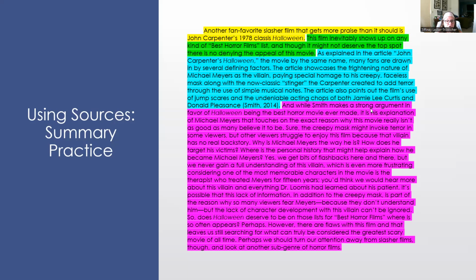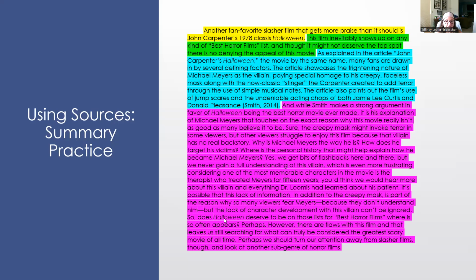And while Smith makes a strong argument in favor of Halloween being the best horror movie ever made, it is his explanation of Michael Myers that touches on the exact reason why this movie really isn't as good as many believe it to be. Sure, the creepy mask might invoke terror in some viewers, but other viewers struggle to enjoy this film because that villain has no real backstory. Why is Michael Myers the way he is? How does he target his victims? Where's the personal history that might help explain how he became Michael Myers?